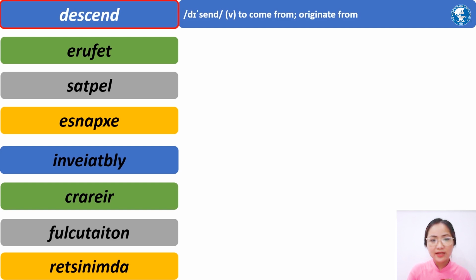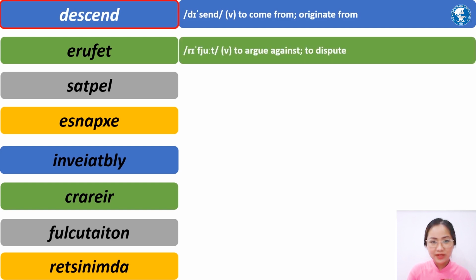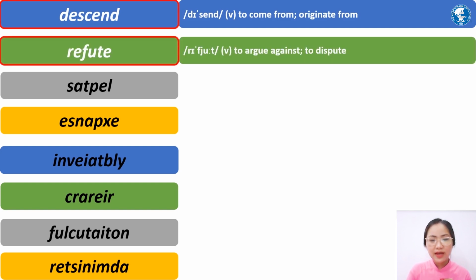The next word is refute. So when you refute something, it means you argue against something to show that something is wrong. This word often collocates with argument or theory. Therefore, we have some useful collocations, such as to refute an argument or to refute a theory.